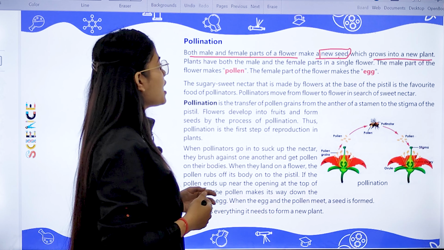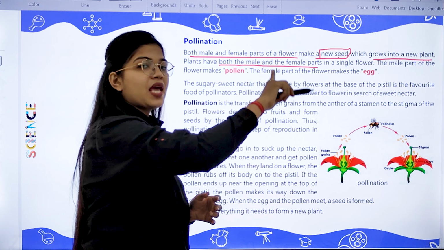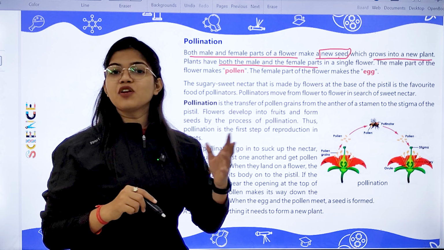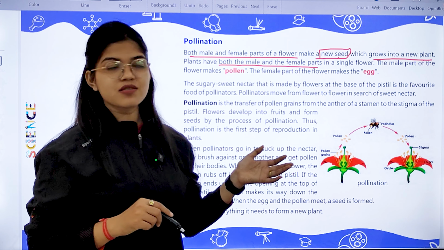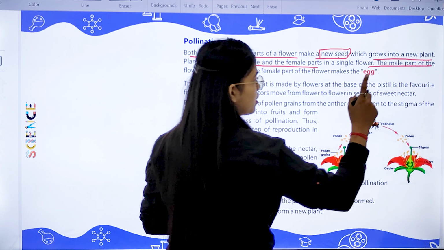As we have discussed, there are some plants which have both the male and female parts together present in them, and they are known as perfect or bisexual flowers, right? So the male part of the flower, that means the stamen, makes pollen, and the female part, the pistil, makes egg.